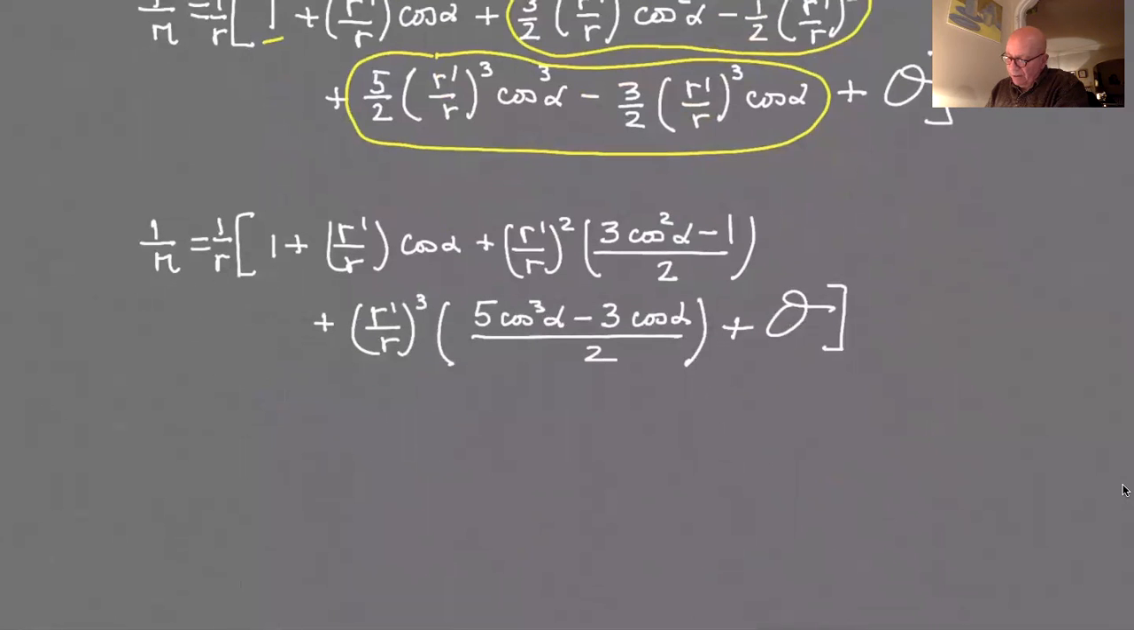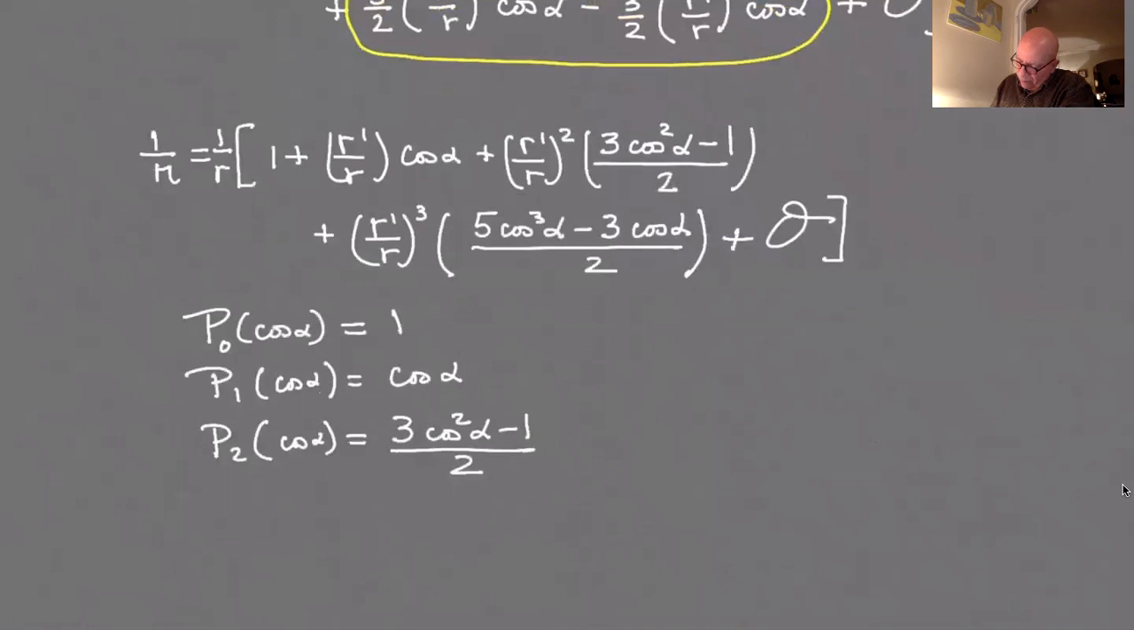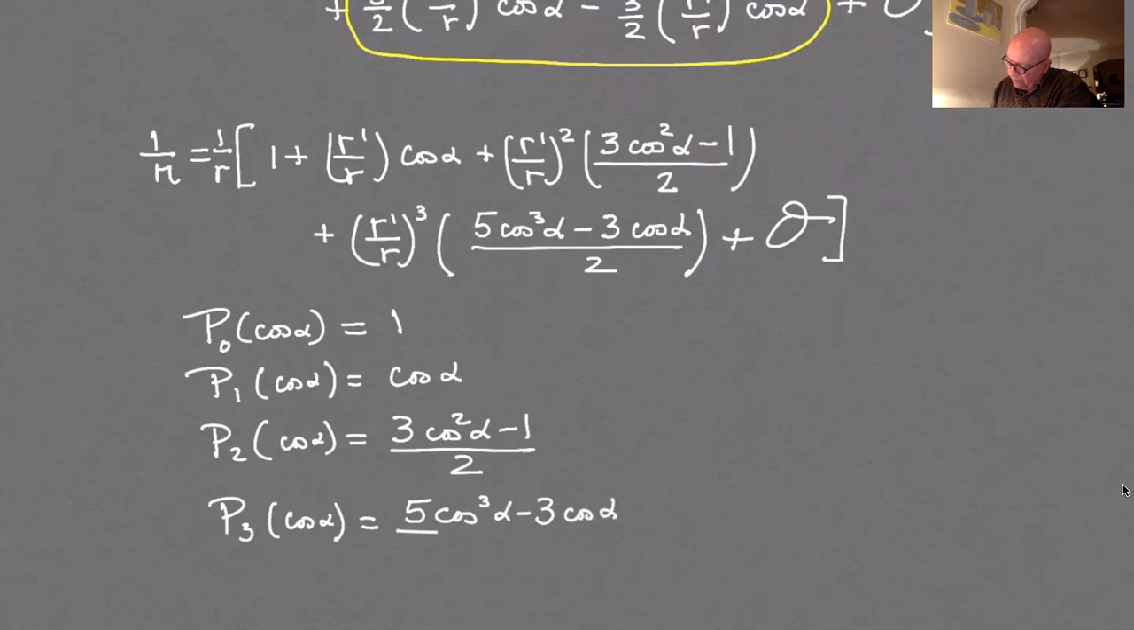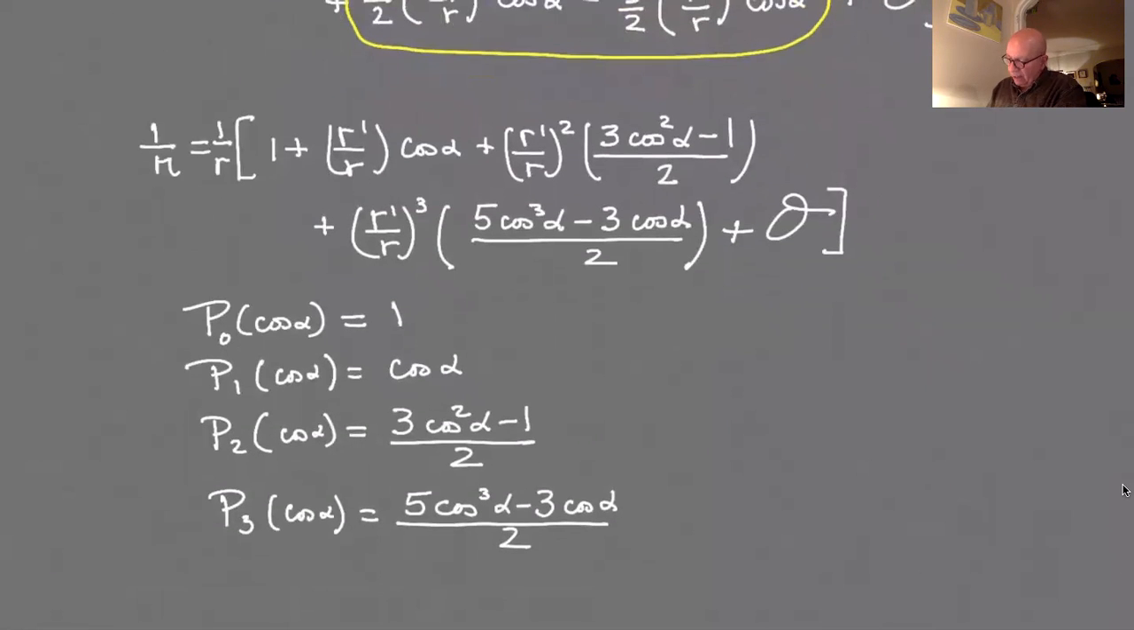So we begin to recognize now that the Legendre polynomials P0 of cosine alpha is equal to 1. P1 of cosine alpha is equal to cosine of alpha. P2 of cosine alpha is going to be (3 cosine squared of alpha minus 1) over 2. And P3 of cosine alpha is going to be (5 cosine cubed of alpha minus 3 cosine of alpha) over 2. So even just taking it out this far gives us the first 4 Legendre polynomials. Okay, so these are the famous Legendre polynomials.